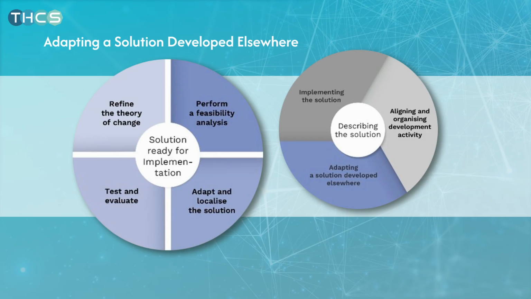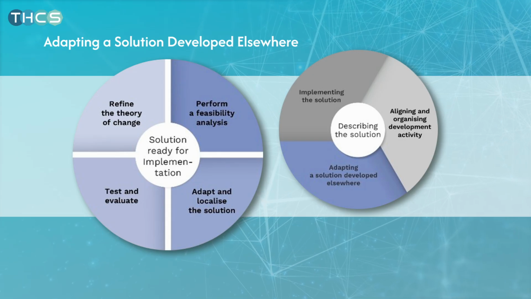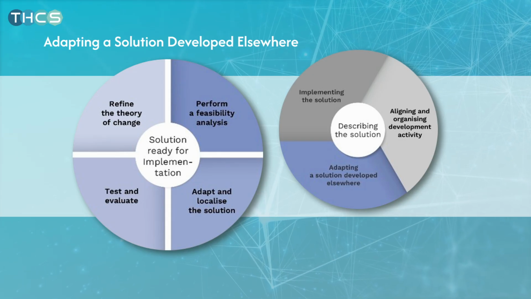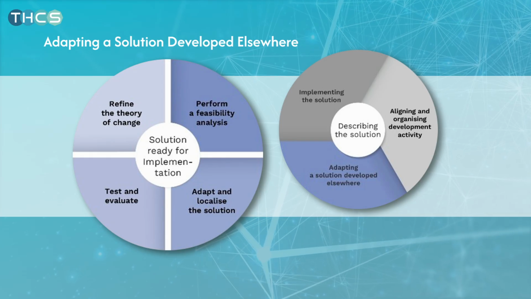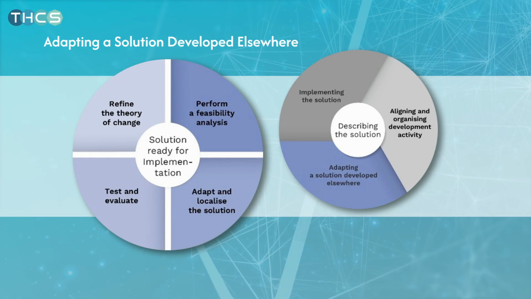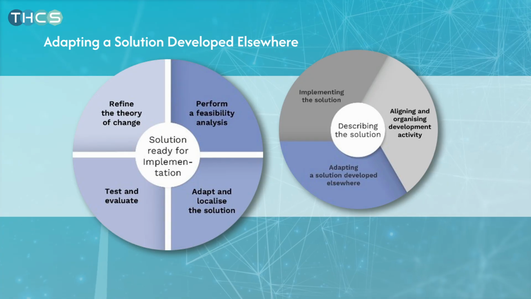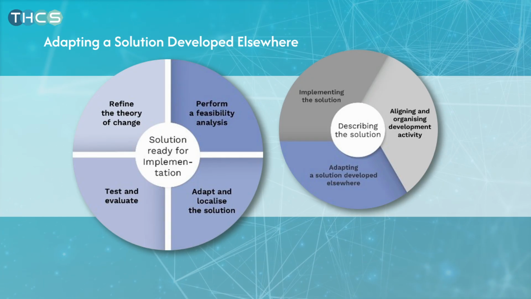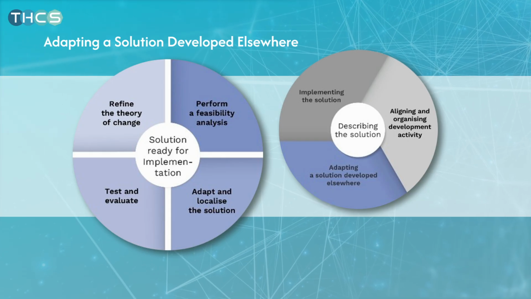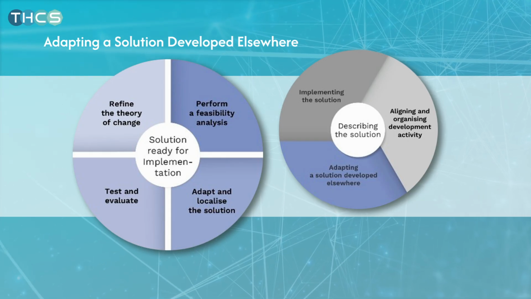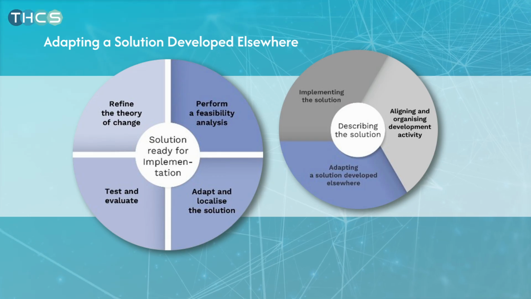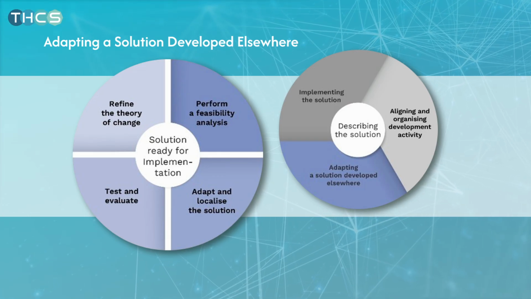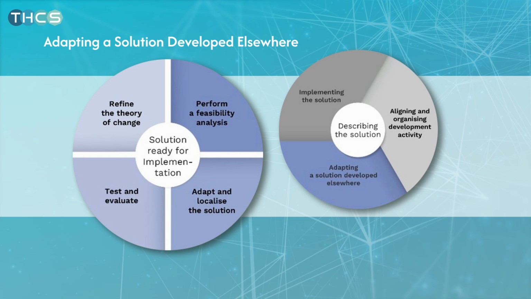Test the adapted solution, collect data, and see how well it works in your context. Use short testing cycles if possible, so you can adjust quickly. Finally, refine the theory of change. Update your understanding of why and how the solution works, based on the new evidence you've generated. This cycle of testing and refining continues until the solution is stable and ready for wider use.